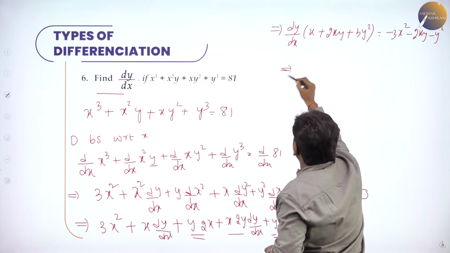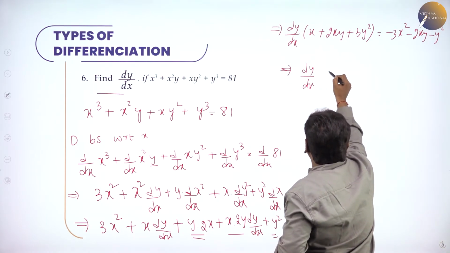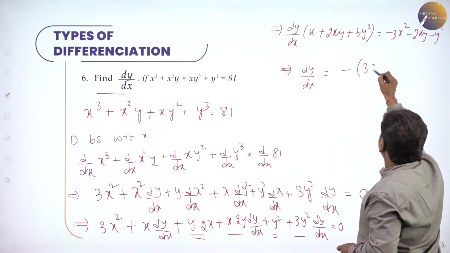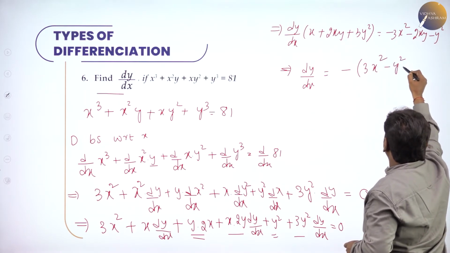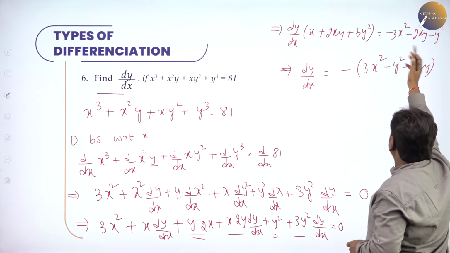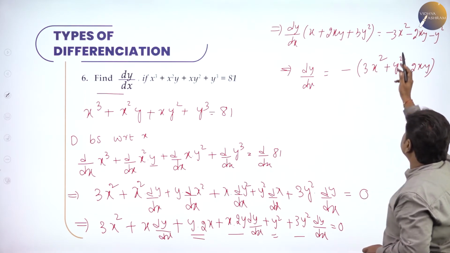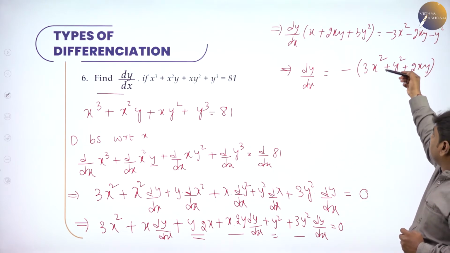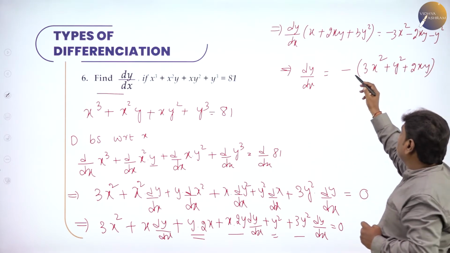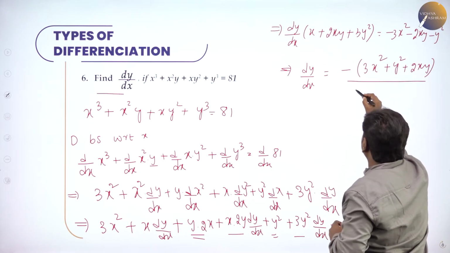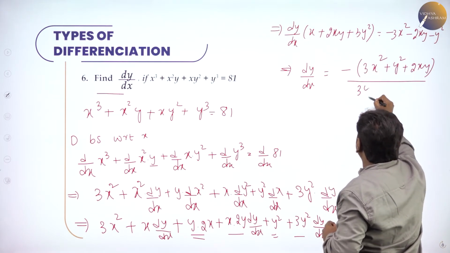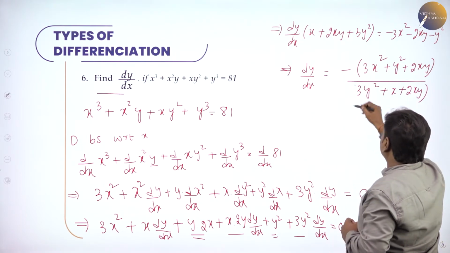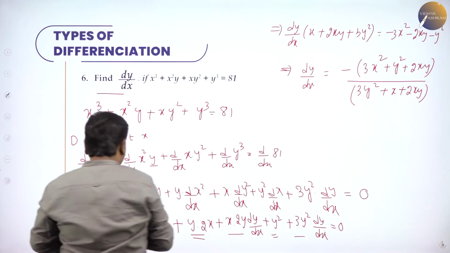That implies dy by dx is equal to, in the numerator I will take minus common. If I take minus common, I will be left with 3x square plus y square plus 2xy. All the terms are negative, so if all the terms are negative, take minus common, and it will become positive. And the denominator I will write as x plus 3y square plus 2xy. So now we got dy by dx. I hope all of you understood this.